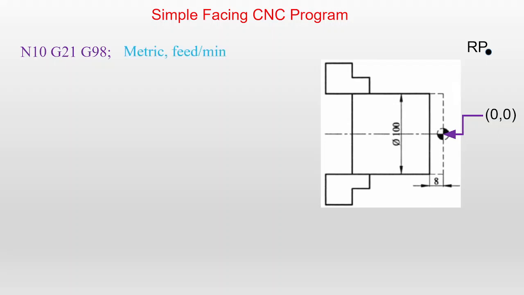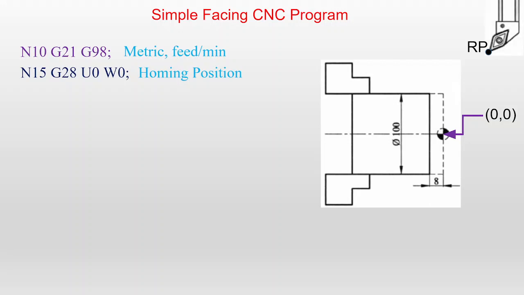So G21 indicates the metric units, G98 indicates feed per minute, G99 is feed per revolution, that we remember. So N50, G28, U0, W0. It indicates the homing position. The tool will move to the home position. You can see that at the reference point, the tool will move to the homing position.